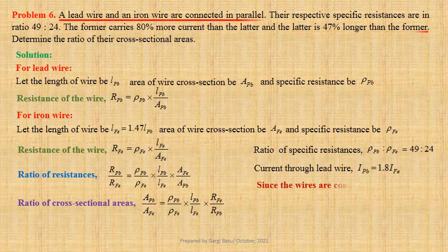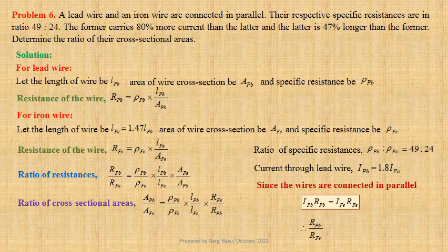Since the wires are connected in parallel, IPB into RPB equals IFE into RFE. Therefore, RPB by RFE equals IFE by IPB, that is equal to 1 upon 1.8. Now, the ratio of cross-sectional areas APB is to AFE equals 49/24 into 1 upon 1.47 into 1.8. That gives us 2.5:1.